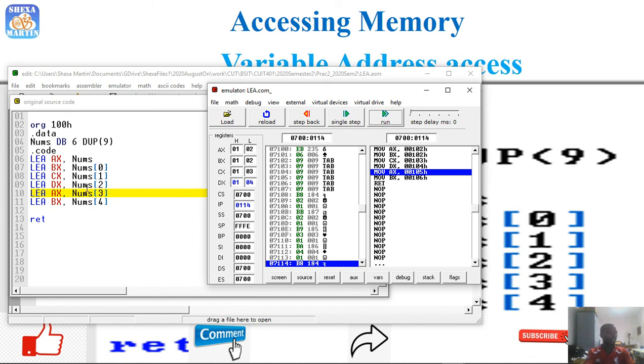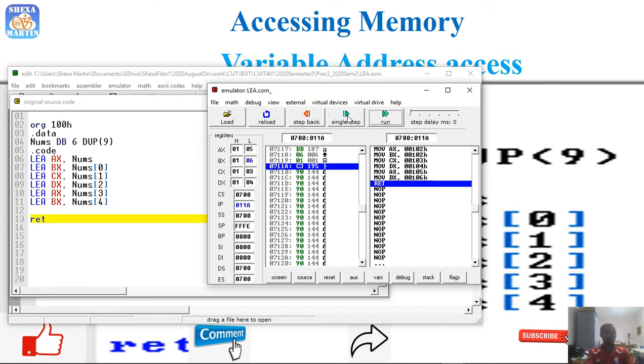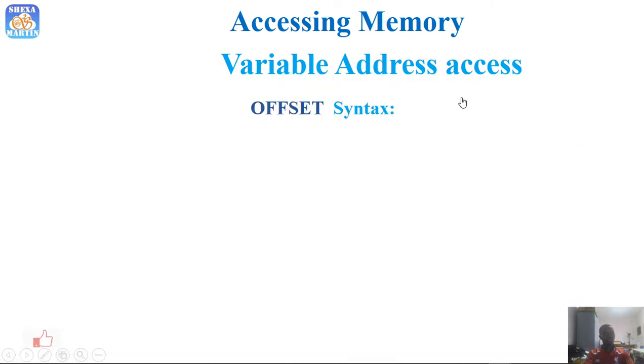Then let's put into AX the address of the nums3 variable, which is 5, and then into BX it's now 6. So that's how we access the addresses of our variables. Right, so I'm done with load effective address.